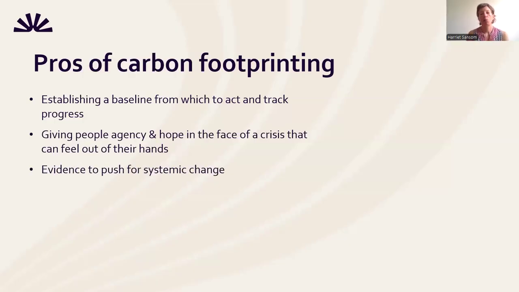And again, whilst there's the danger that footprinting, especially individual footprinting, can focus on the individual, I think it can also be used on the flip side, actually, to evidence the fact that as individuals, we need to be supported to make positive choices, and that requires systemic change. So I think it can also be used as a flip to say, we can't be making these positive choices unless we're enabled and supported to do that.